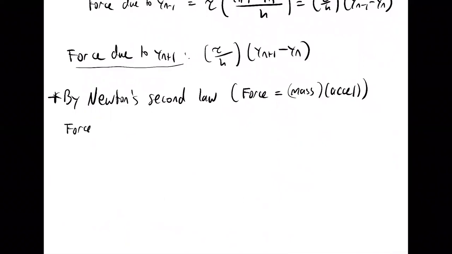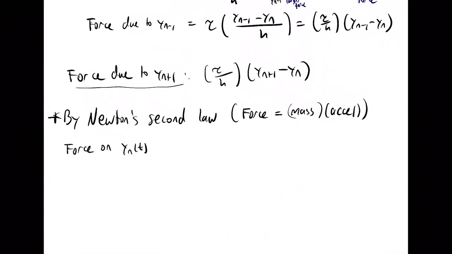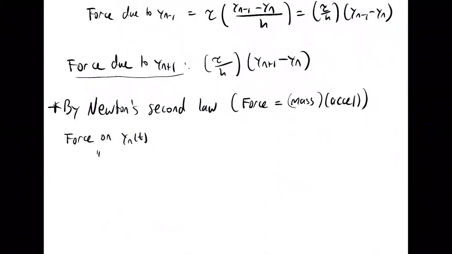Well, what is the force? In this case, our force on, let's say I look at yn of t, so we're looking at one fixed particle for now, we're just going to add the two contributions from yn minus 1 and yn plus 1. So it's equal to tau over h times yn minus 1 minus yn. This is from the particle to the left. And then I have the contribution from the particle to the right.